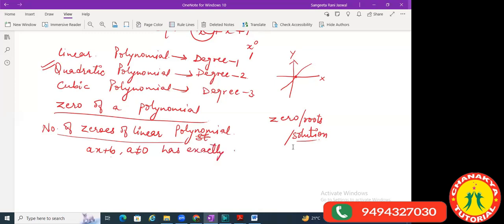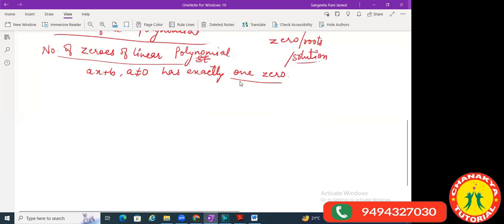I just told you that a linear equation intersects the x-axis at just one point because it is a straight line graph. So it has exactly 1 zero. We'll do it graphically also now. Let me take an example of an equation. Now graphically we'll see. Suppose I have the polynomial equation, say 3x plus 4. This is the linear polynomial equation that I have.